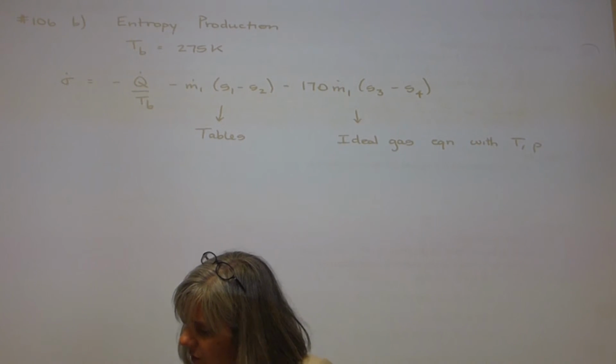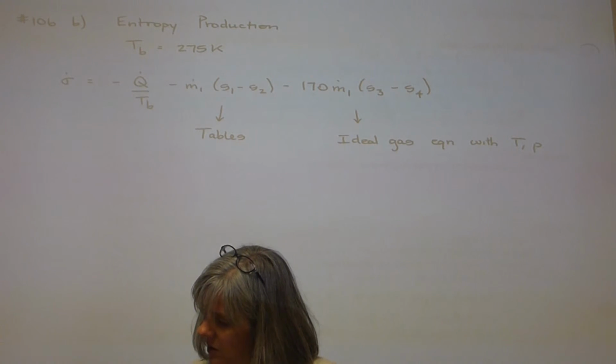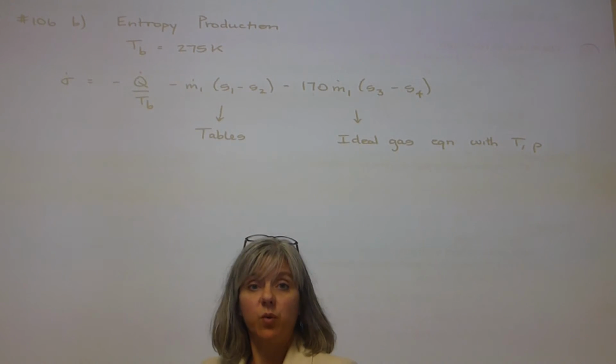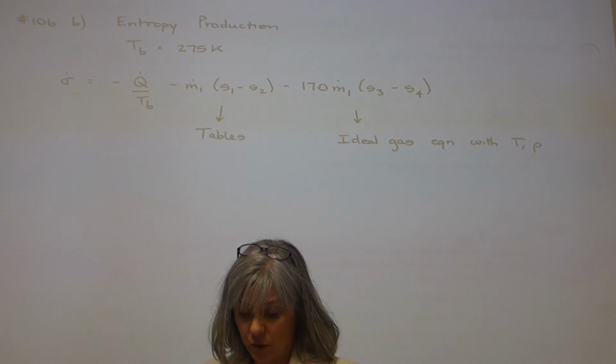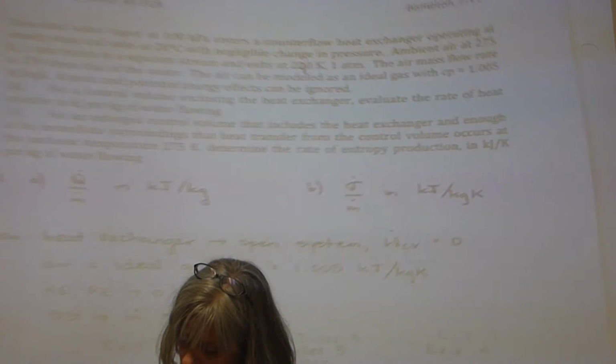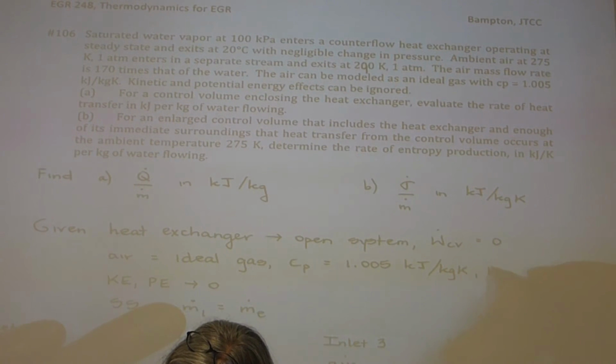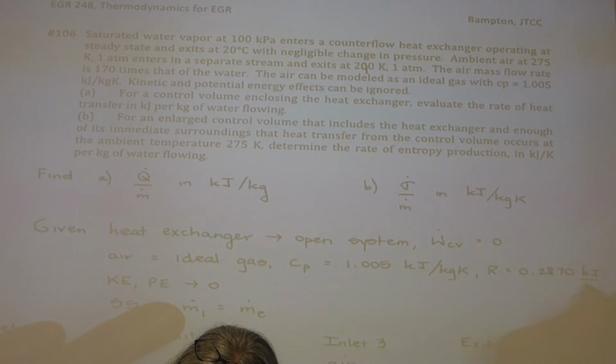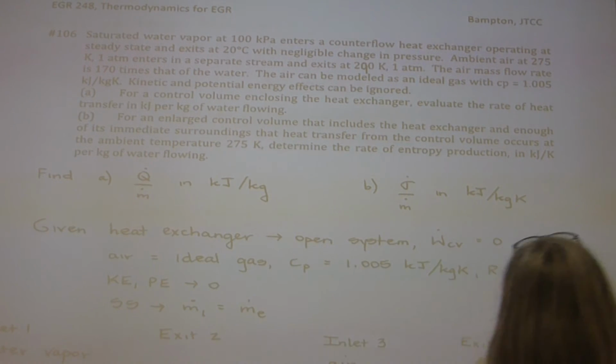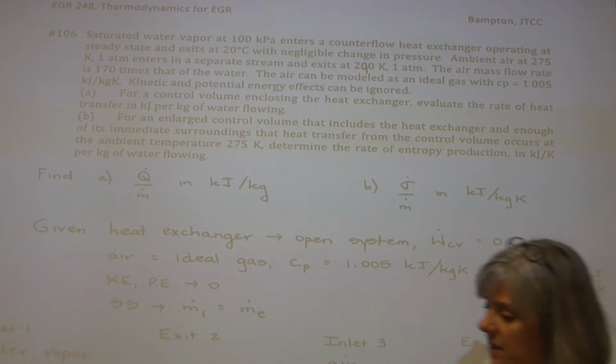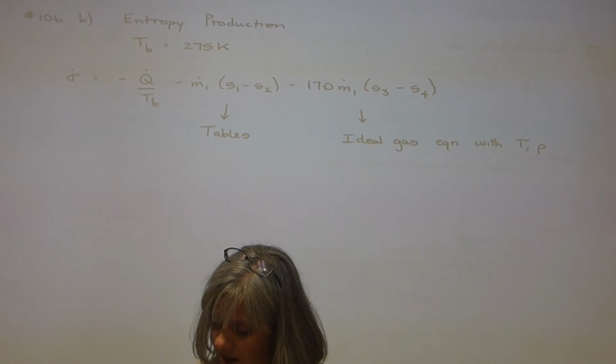And so what else do we need to know? I think that's everything. Because R is 0.2870 like it usually is. Go ahead and write that in here. R is equal to 0.2870 kilojoule per kilogram Kelvin. All right, so now we have everything there. All right, so we'll go ahead and plug everything in.